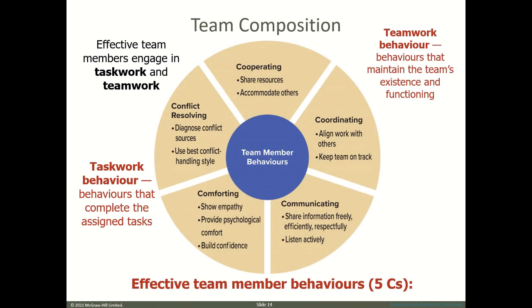Now, if we talk about team composition, it consists of a number of things, specifically the five C's. Let's start with coordinating. Coordinating means aligning work with others and keeping the team on track. It all depends upon team members' behavior. Teamwork behavior is behavior that maintains the team's existence and functionality. If they behave properly, the team will exist. Otherwise, the team will not exist, and they have to break the team.